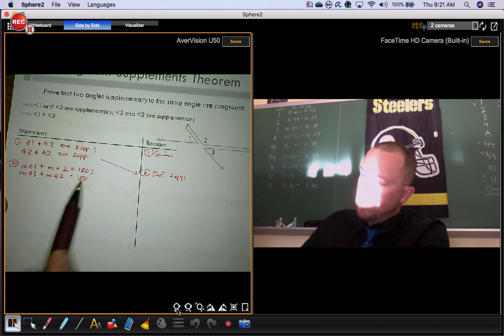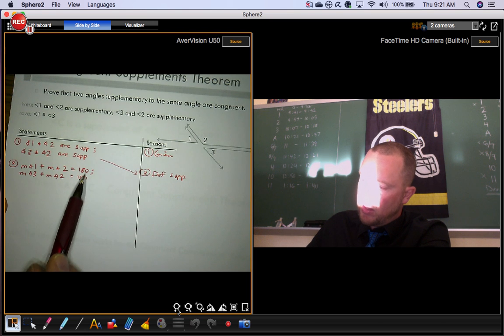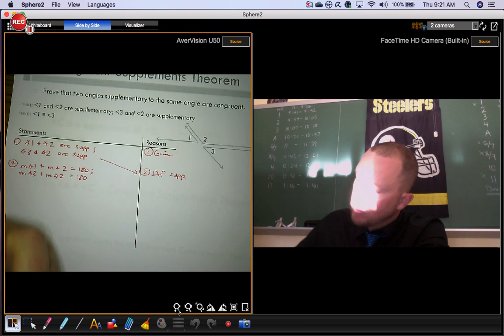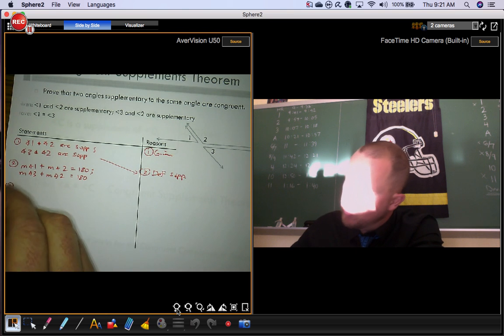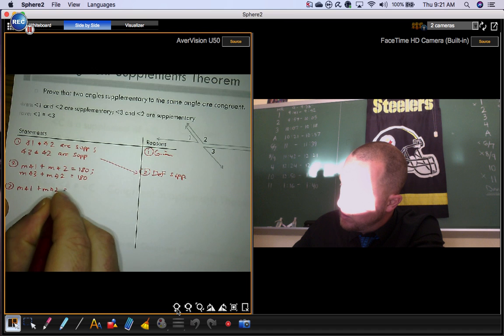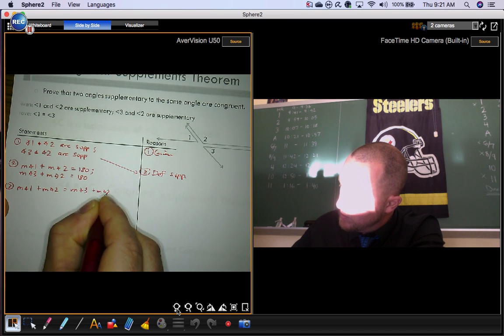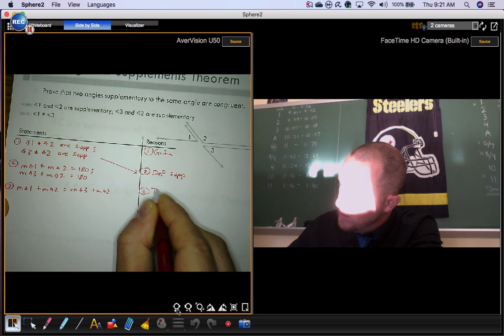Now, at this point, you need to recognize that you have two different things, this thing and this thing. They both equal 180. So if you have two different things that equal the same thing, then those two things equal each other. So the measure of angle 1 plus the measure of angle 2 equals the measure of angle 3 plus the measure of angle 2. That's your transitive property.